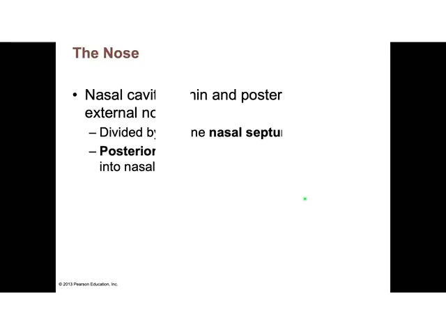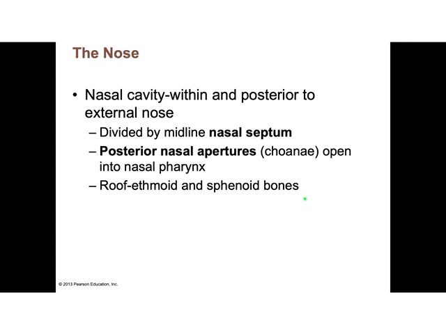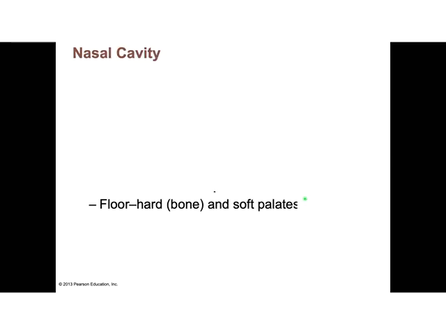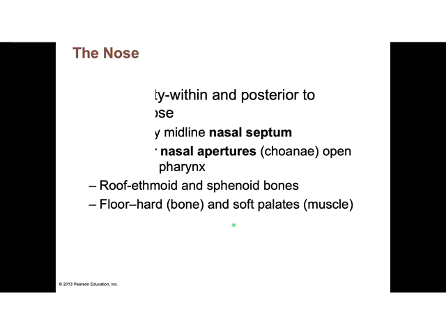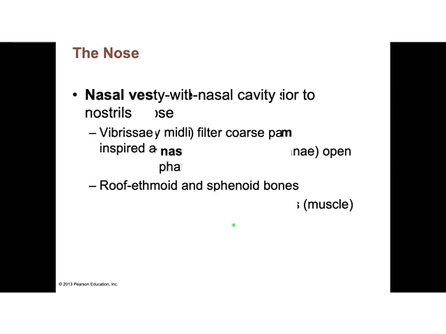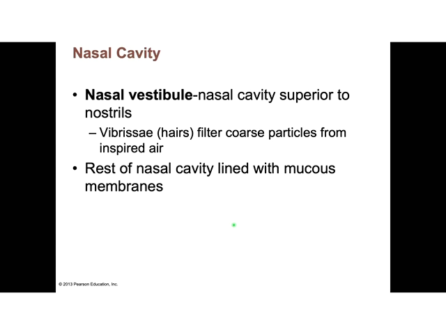The nasal cavity is divided into two chambers by the nasal septum, which is formed inferiorly by the vomer and superiorly by the perpendicular plate of the ethmoid bone, okay? The posterior nares open into the nasopharynx. The roof is the ethmoid and sphenoid bones, and the floor is the hard and the soft palate, which of course is formed by the palatine processes of the maxilla and the palatine bones. Okay? The nasal vestibule is the cavity above the nostrils.